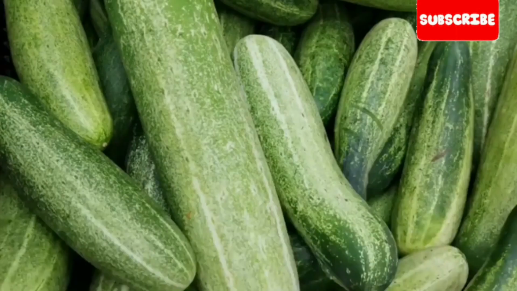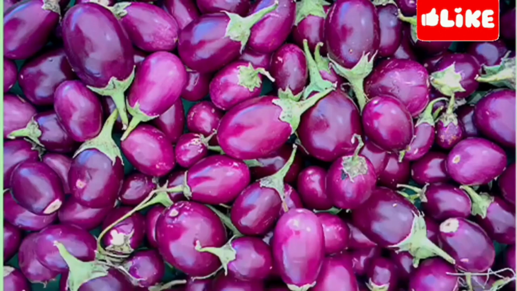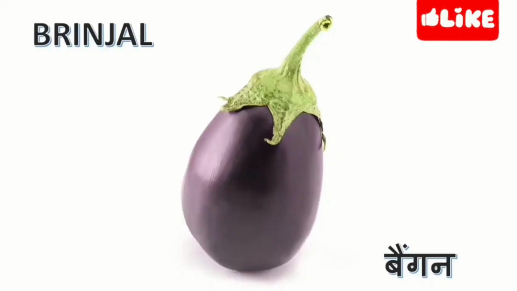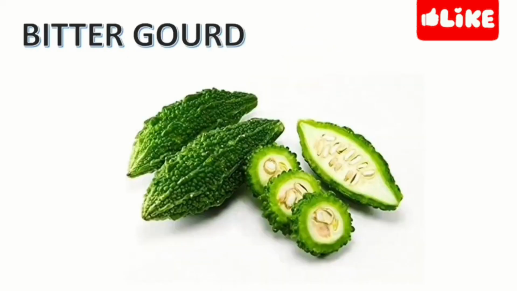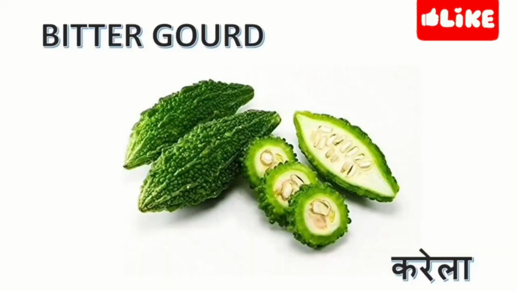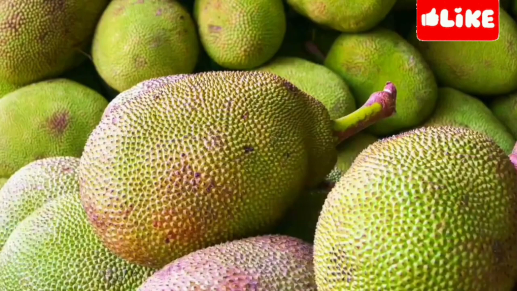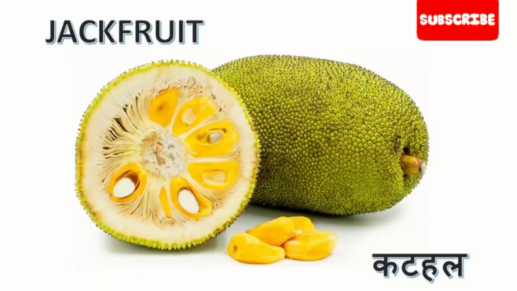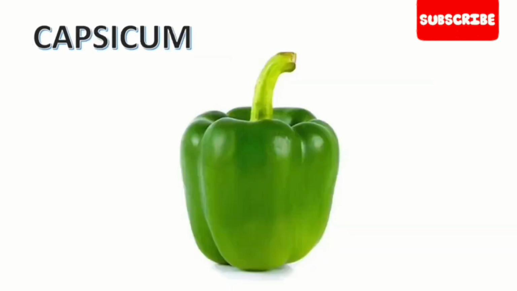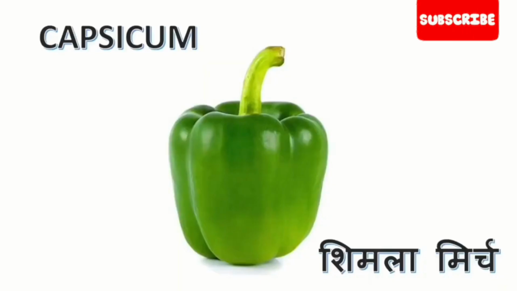Cucumber means khira. Brinjal means baggan. Bitter gourd means karela. Jackfruit means kathal. Capsicum means shimla mirch.